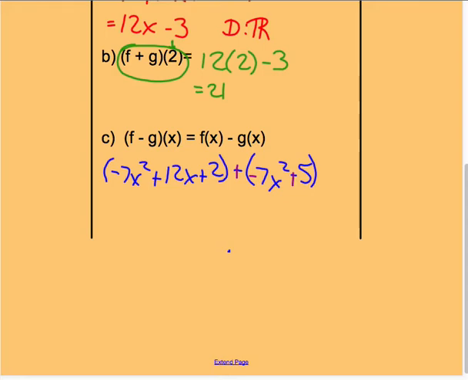And then when I add my like terms, this time I have negative 7x squared plus negative 7x squared is negative 14x squared. 12x still doesn't have any like terms. And 2 plus 5 gives us a 7. We were asked for domain on this one again. Again, they were both parabolas, so when you add or subtract them, the domain will remain all real numbers.